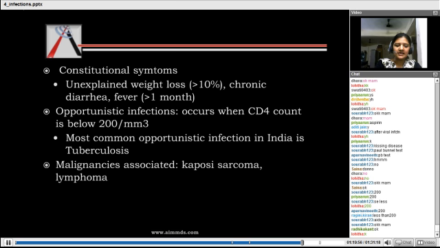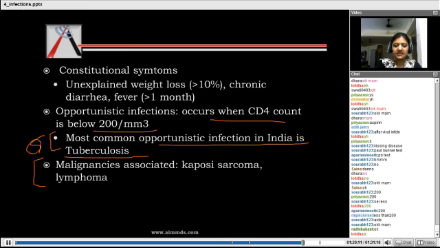Symptoms: weight loss, diarrhea, opportunistic infections. Yeah, when the count is less than 200. And this is the important MCQ that I need to tell you. The most common opportunistic infection that we see in India is tuberculosis. Now let me specify. If it is mentioned most common fungal infection, it will be candidiasis. If it is mentioned most common opportunistic infection without mentioning India, it will still be candidiasis.